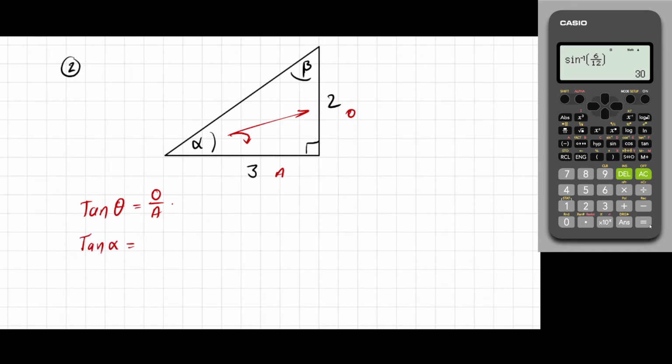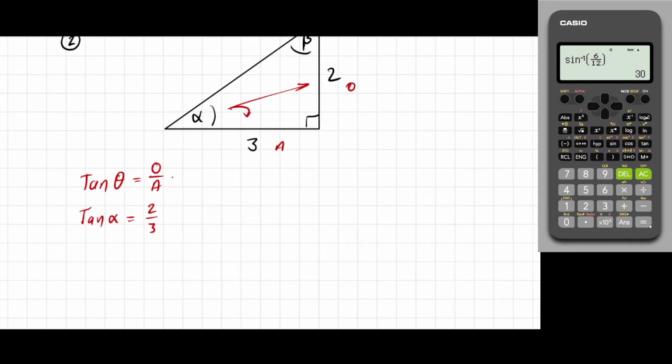Alpha is our Greek letter of choice. Our opposite is 2, and our adjacent is 3. To finish this question off, we're going to do the inverse tan of both sides. That's where we put the -1 up here. Inverse tan of 2 over 3. We're going to plug this into our calculator. 2 over 3, close it off, hit equals.